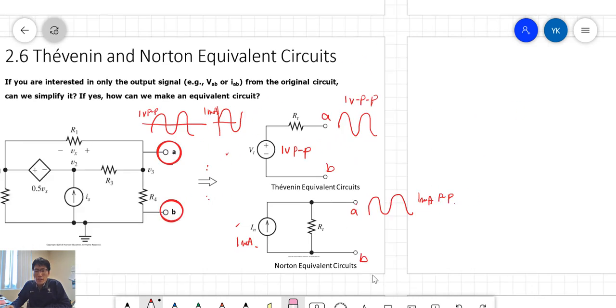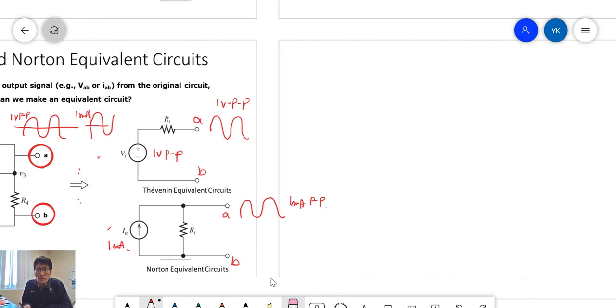Now before that, previously I talked about the source. There are 2 types of source. One is current source and the other one is voltage source. One, current source or voltage source, is the dependent source, and the other one is independent source.